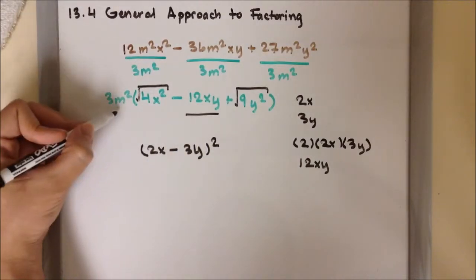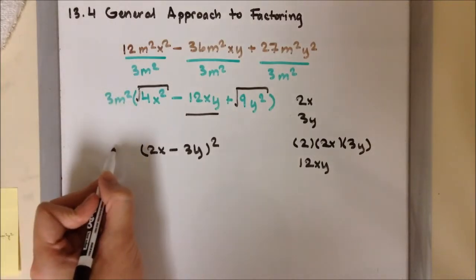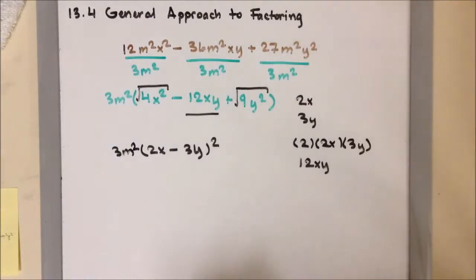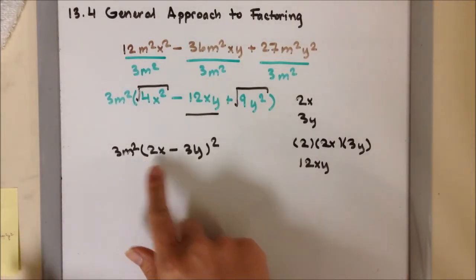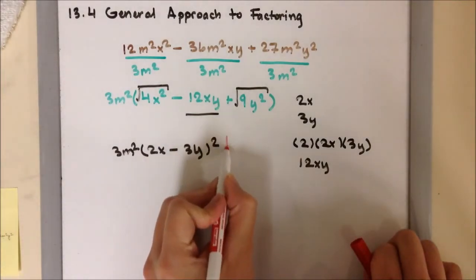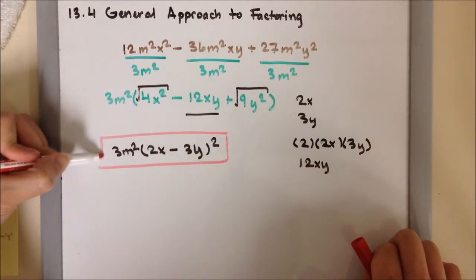In addition, I'm bringing down my greatest common factor, which is 3m to the second power. So that's my fully factored, or factored completely, answer. So 3m squared times the square of 2x minus 3y. So let me box it up. And this is our final answer.